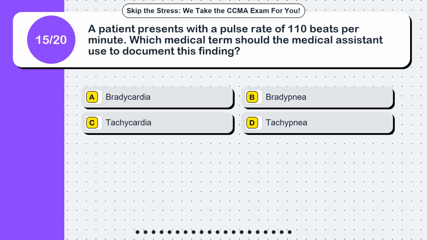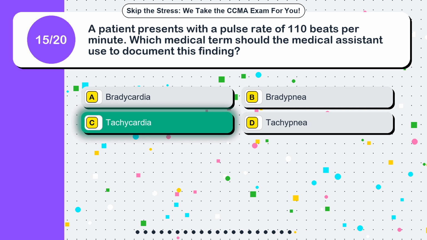Question 15. A patient presents with a pulse rate of 110 beats per minute. Which medical term should the medical assistant use to document this finding? Option A. Bradycardia. Option B. Bradypnea. Option C. Tachycardia. Option D. Tachypnea. The correct answer is option C. Tachycardia.